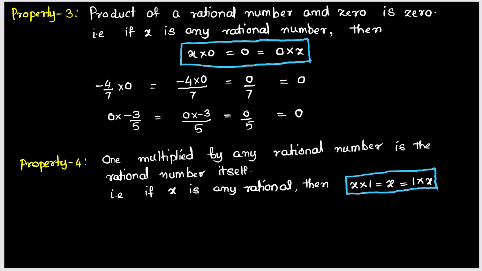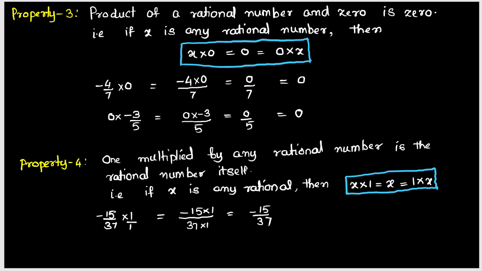So you take minus 15 by 37 as it is given. Minus 15 by 37 multiplied by 1 equals minus 15 by 37. Here 1 can be written as 1 by 1. So minus 15 into 1 by 37 into 1, that is minus 15 by 37. So you have got the same rational.